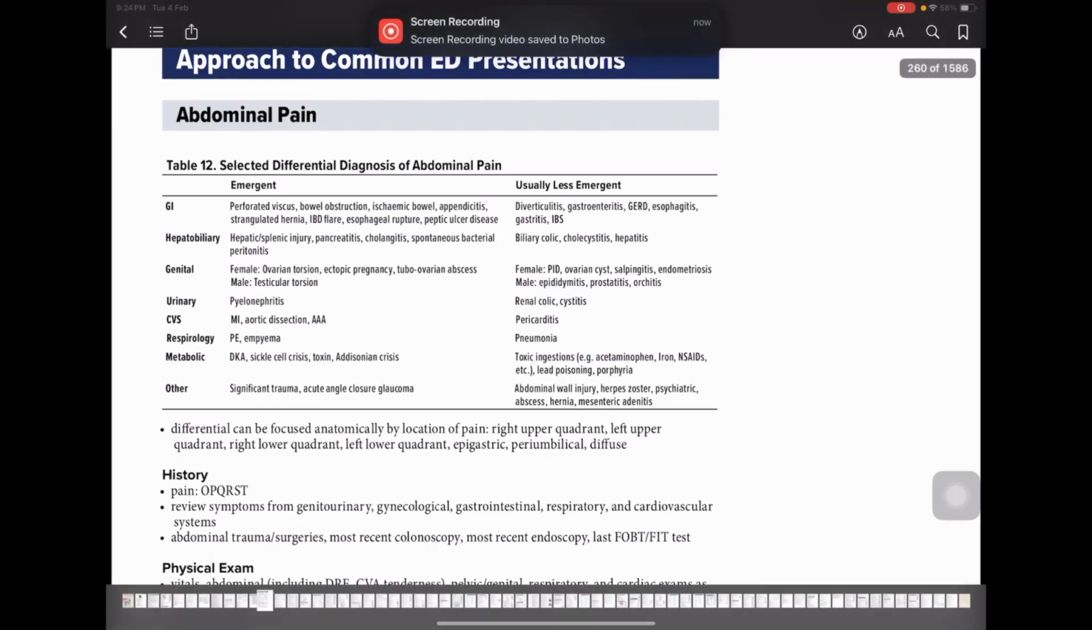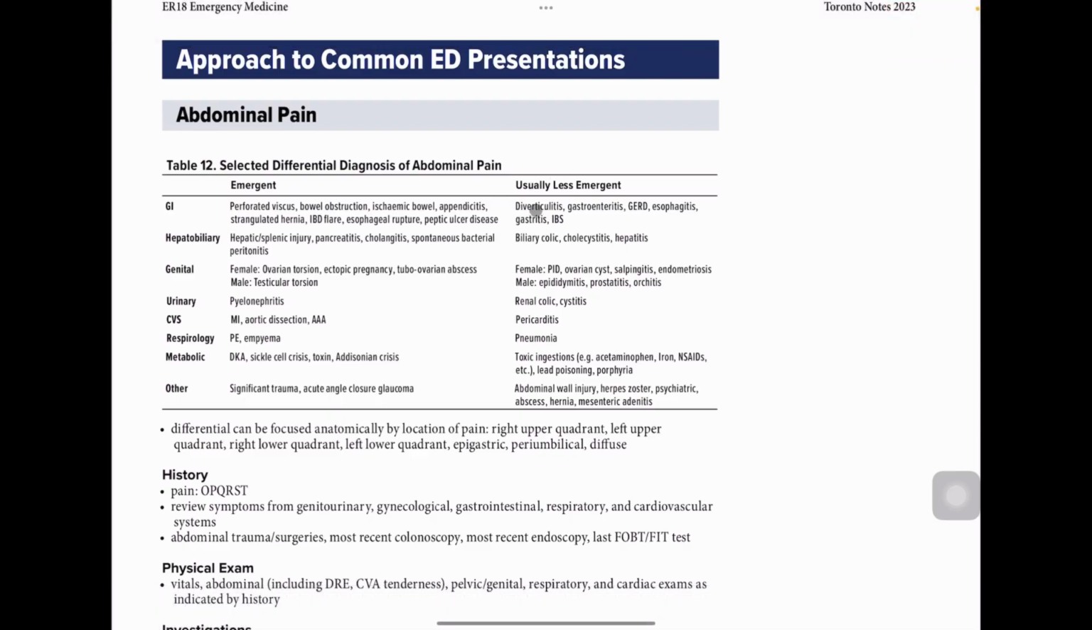So what you need to remember is that the most emergent situations are the most important ones. You need to remember these. They want to check if you are a safe doctor. By safe doctor, I mean that if a patient is coming with, let's say, abdominal pain, and he's a 55-year-old male, they want to check if you can think about MI, aortic dissection, abdominal aortic aneurysm, pulmonary embolism, empyema, because these are life-threatening conditions. So you need to think about emergent situations first, and then about less emergent ones.